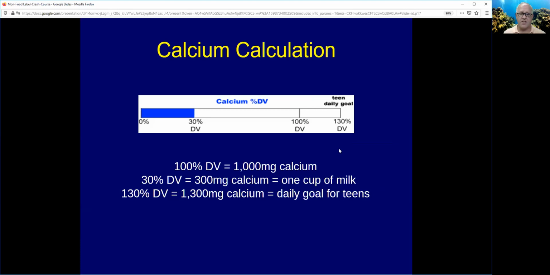The calcium calculation. 100% of the daily value of calcium equals 1,000 milligrams of calcium. Now, 30% of the daily value is equal to about 1 cup of milk. 130% of the daily value is what the daily goal is for teens. So because you're growing and your bones are growing, you need to have much more calcium. So it's okay to have more than 100% daily value of calcium.